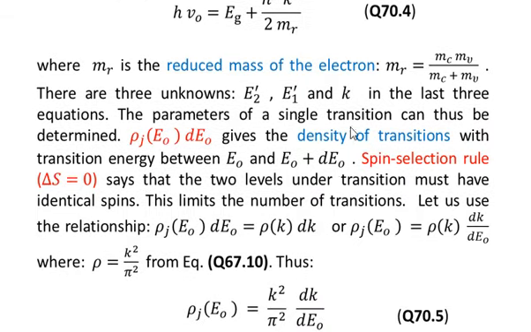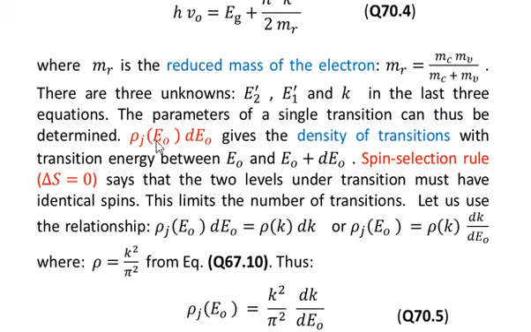The parameters of a single transition can thus be determined if these constants are known. So let's introduce rho j of E naught into dE naught as the density of transitions or density of states. You can say that we have previously introduced such quantities as density of states, and here we are using the word density of transitions as both statements are equivalent.